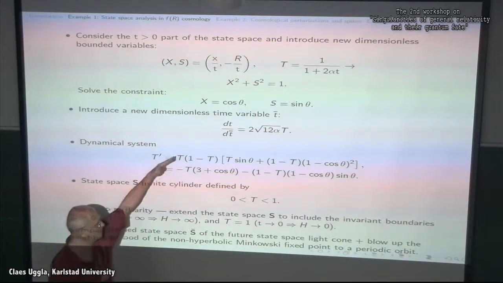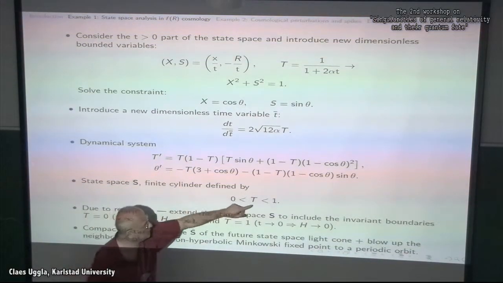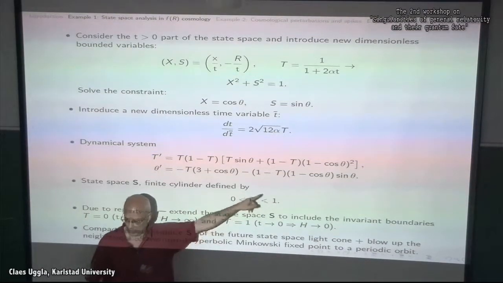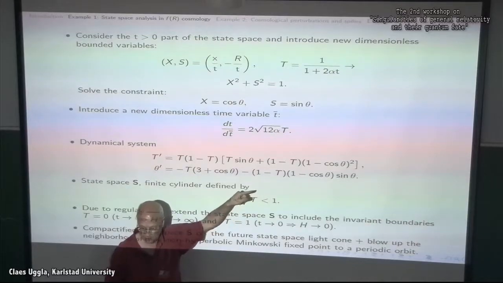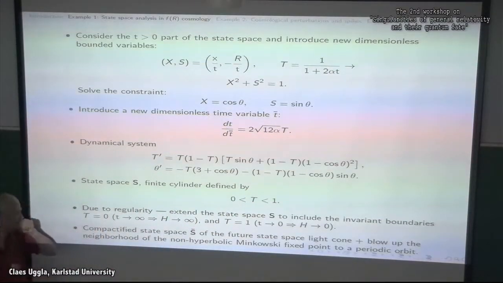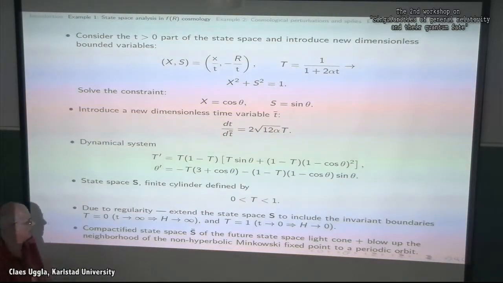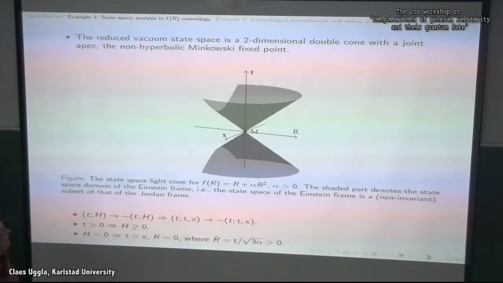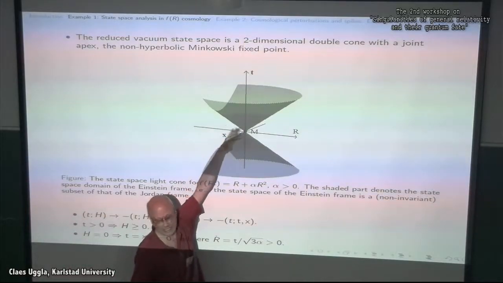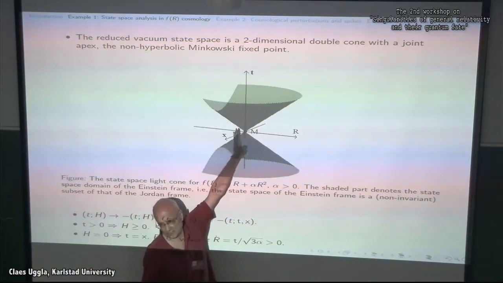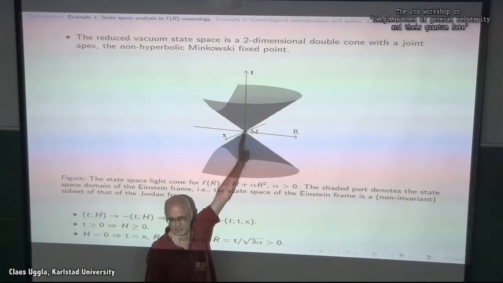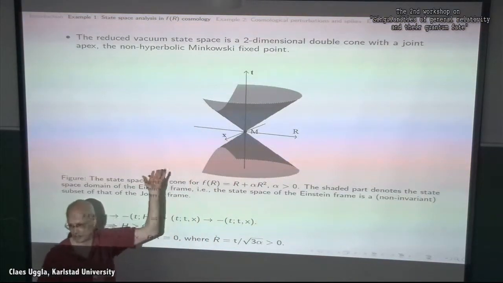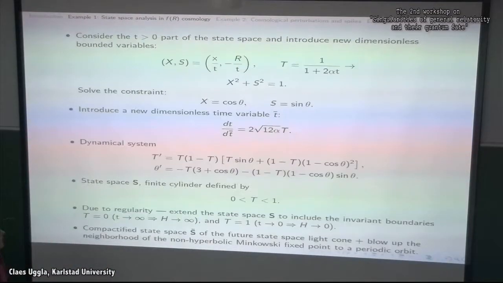I can extend the equations, the state space to include the boundaries, because all asymptotics are going to be at the boundaries where t equals 1 corresponds to the Minkowski state space, the Minkowski fixed point. This also corresponds to that I've blown up this non-hyperbolic fixed point, the Minkowski fixed point. This is the complete solution space for these models. I should also have said that the Einstein frame part of this is the gray area here. It's not an invariant subset. It never is. You always have solutions going between the Jordan state space and the Einstein frame state space.